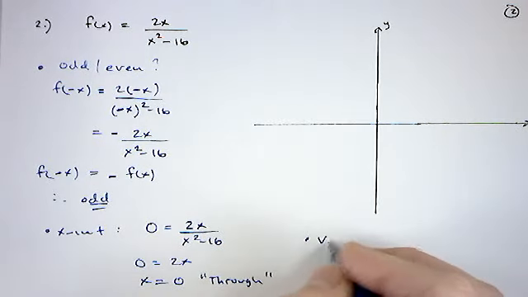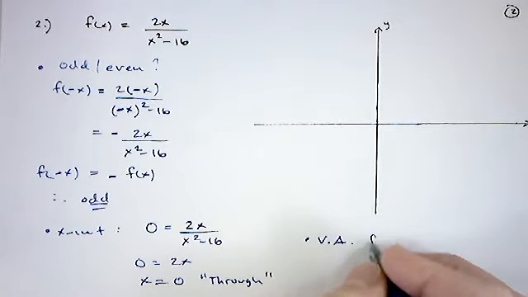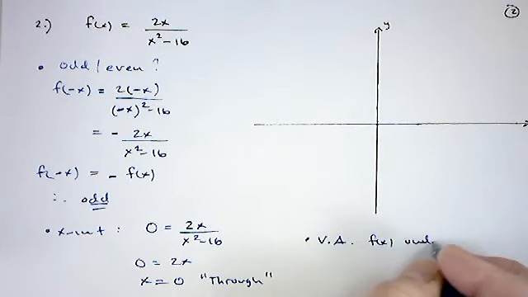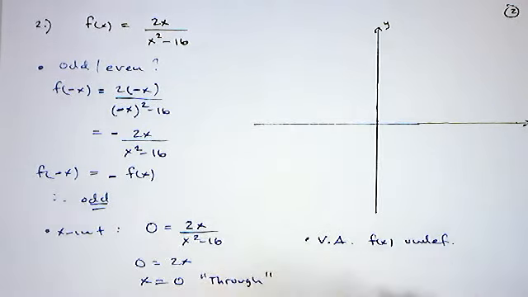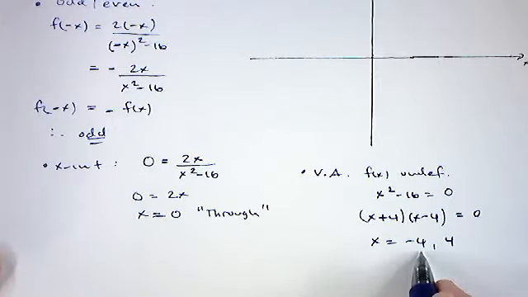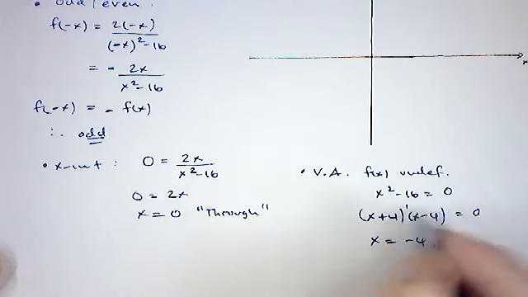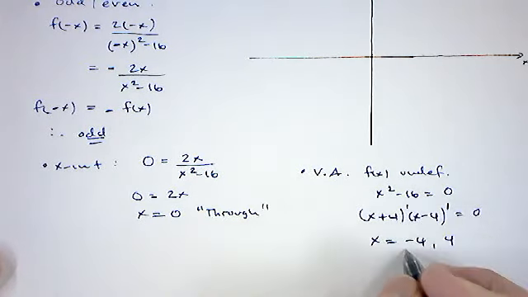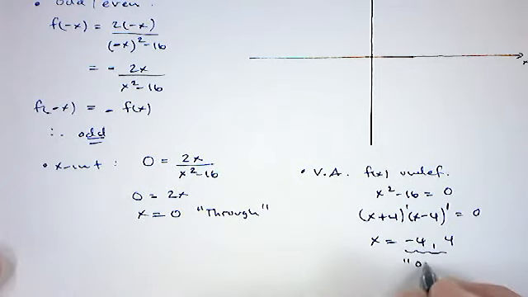My vertical asymptotes. f of x is undefined whenever x squared minus 16 is equal to 0, that's the denominator, which I'm going to factor because I want you to see that there are two vertical asymptotes, negative 4 and positive 4. And in reality, those vertical asymptotes come from factors that are to an odd power. Odd power we associate with opposite in terms of vertical asymptotes.